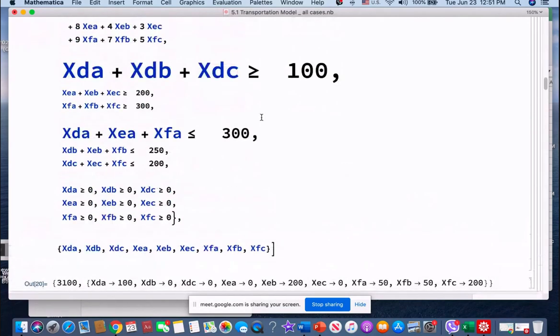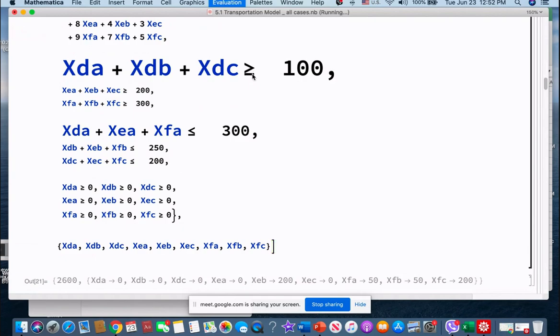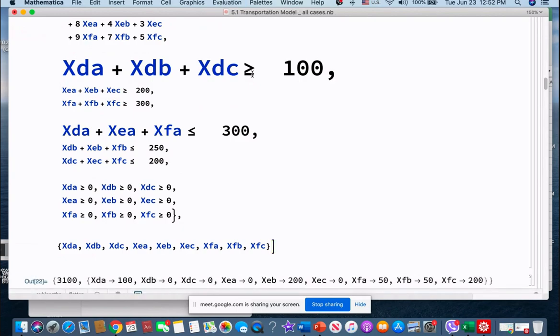Would I get the same answer if I have different cases? If I change one or more inequality signs, do I get the same answer? And the result is no.